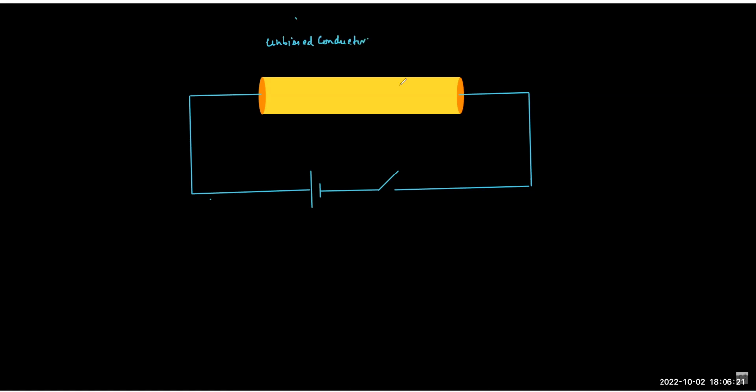So this is an unbiased conductor. What is the meaning of unbiased? No potential difference has been applied. Okay, so we just have a piece of conductor, and you can think that this is like a conductor with some high value of resistance compared to the other wire, and it is shown as a cylindrical object.